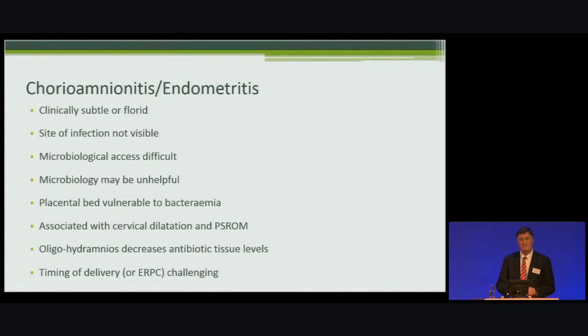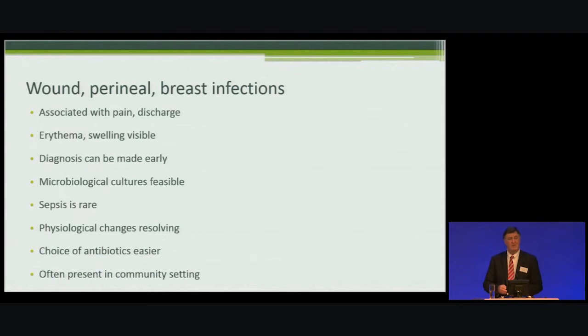The second group are much easier to deal with. First of all, it's associated with pain and discharge. And the mother can easily localize for us where the infection is. On inspection, we see erythema and swelling. The diagnosis can usually be made early, and microbiological cultures are feasible. If the treatment is appropriate, sepsis or bacteremia is rare.